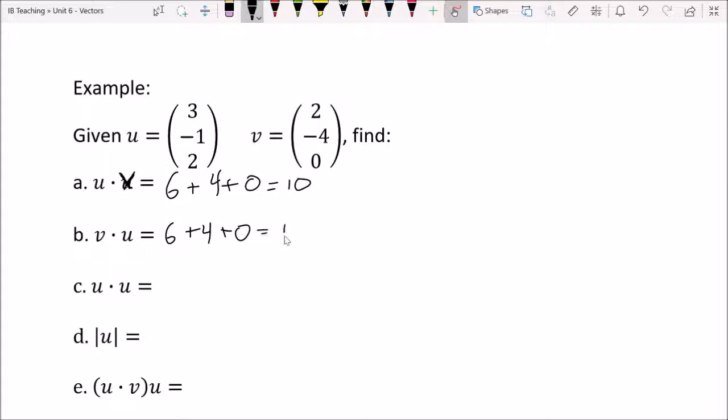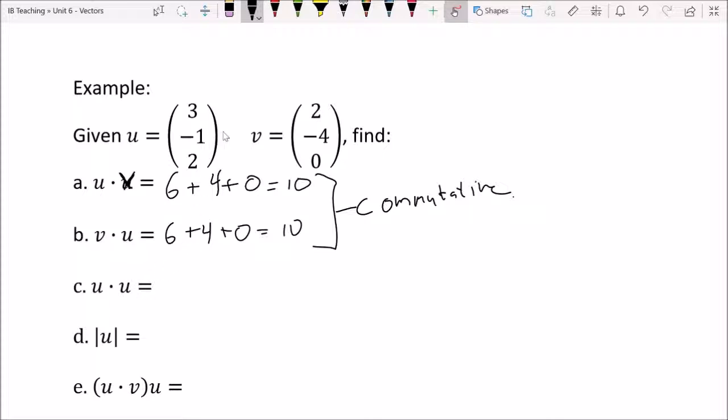What I'm trying to show you with these two examples is that the dot product is commutative. The order doesn't matter, and that means we don't have to stress about what if the order is different. It doesn't matter. Now let's actually do u dot u, u times itself.